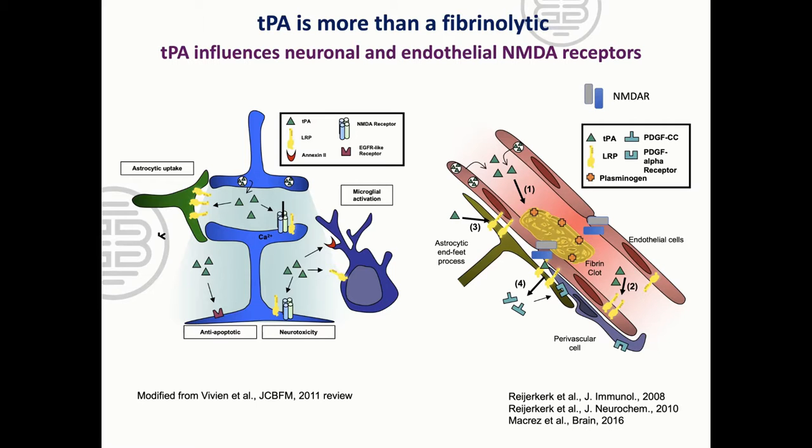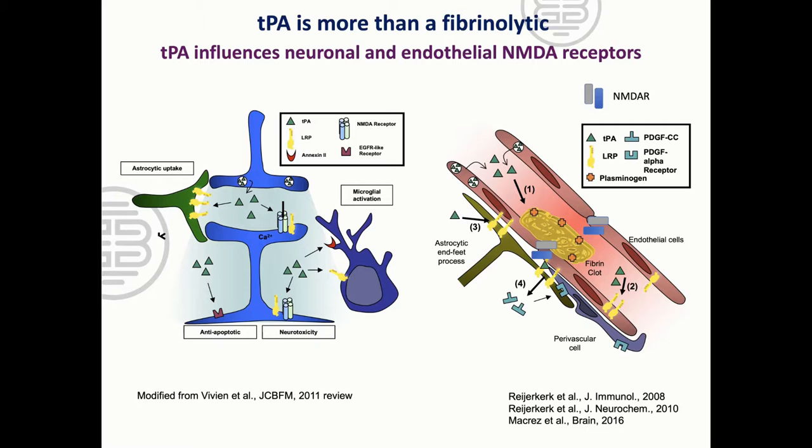And we also demonstrated in the last few years that the tPA produced by endothelial cells, when present in the circulation, can also interact with and activate NMDA receptors, which are expressed not in neurons but in endothelial cells, and they are associated with tight junction proteins.